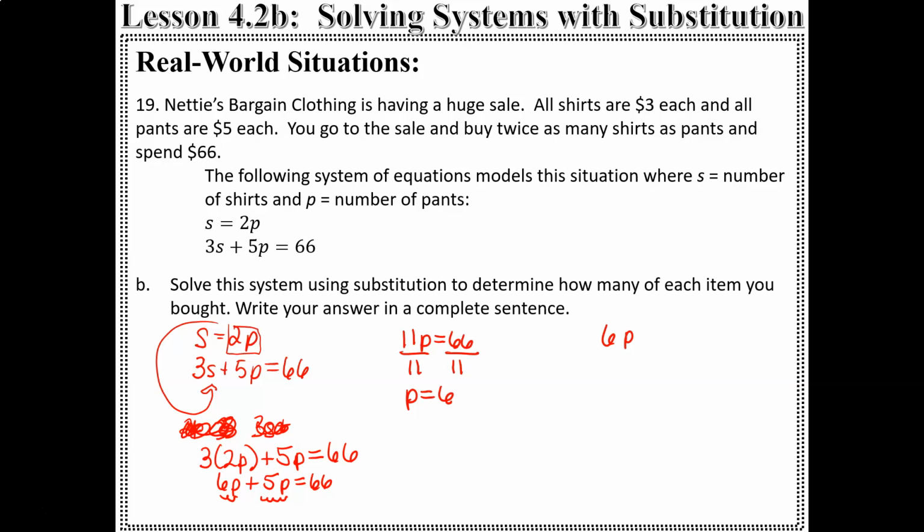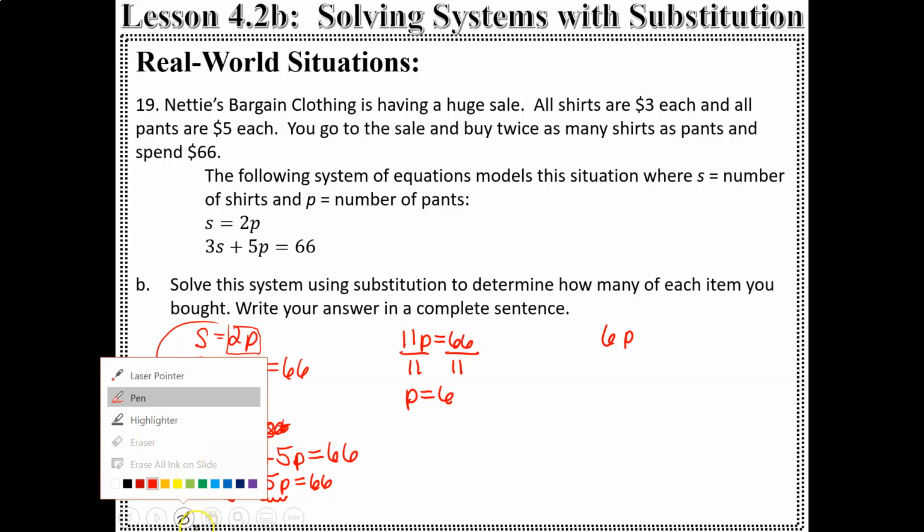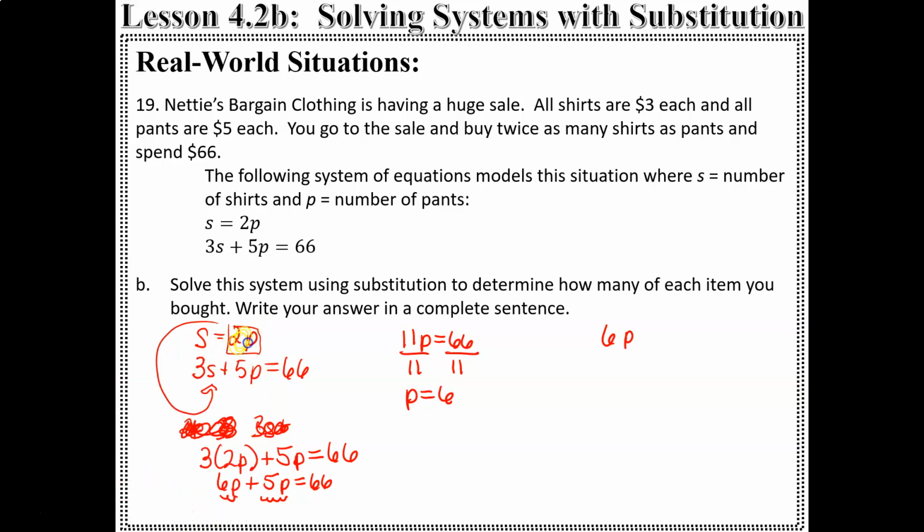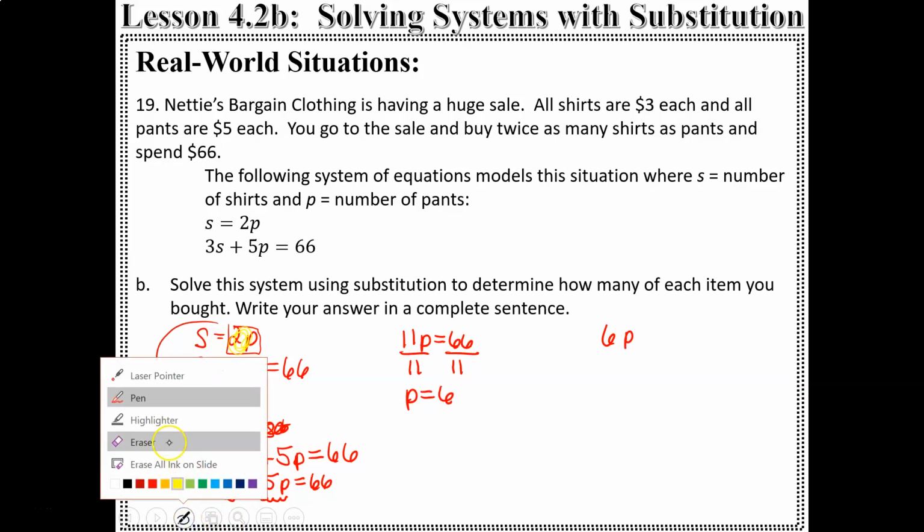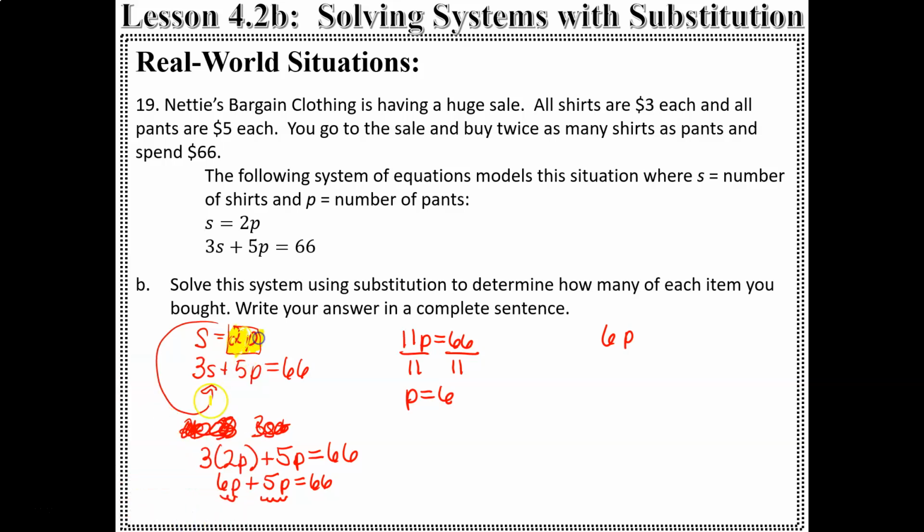So I am going to take what S is, which is 2P right here. Get my highlighter out. Right here is 2P. And you're going to plug it in for S here. So now I have 3 times 2p plus 5p equals 66. 6p plus 5p is 66. And when I take 11p equals 66 and divide by 11, I have p equals 6, which means the number of pants you're buying is 6 pairs of pants.